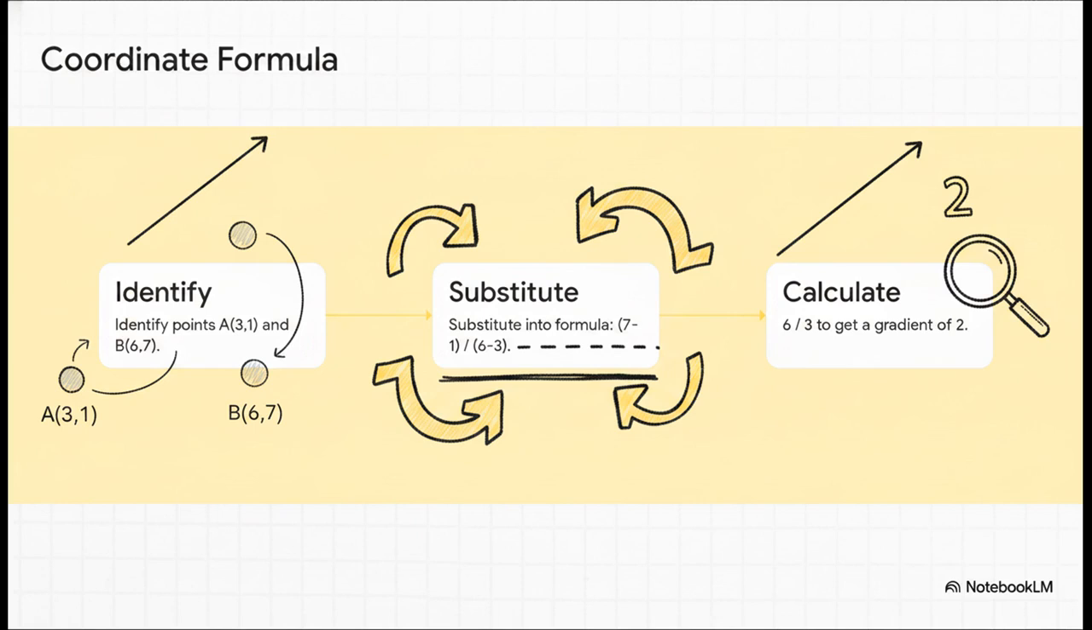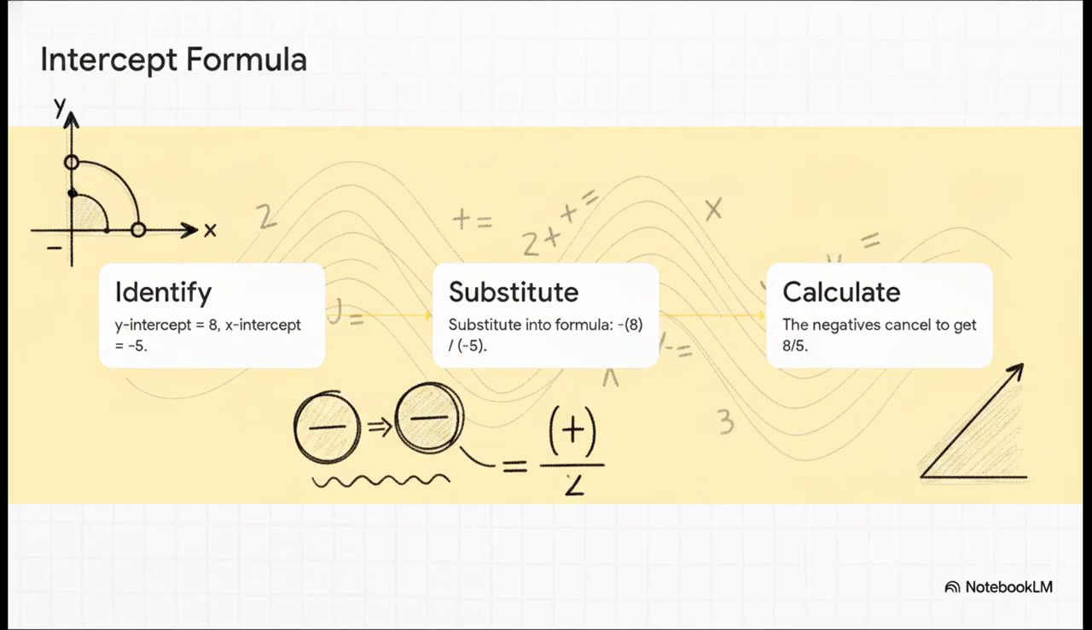Let's actually put that coordinate formula to work. Step 1, we identify our 2 points. Let's say point A is (3, 1), and point B is (6, 7). Step 2, we just drop those numbers right into our formula. The y values go on top, so that gives us 7 minus 1. The x values go on the bottom, giving us 6 minus 3. Step 3, do the math. 7 minus 1 is 6, and 6 minus 3 is 3. Divide 6 by 3, and we get a super clean gradient of 2. Easy, right?